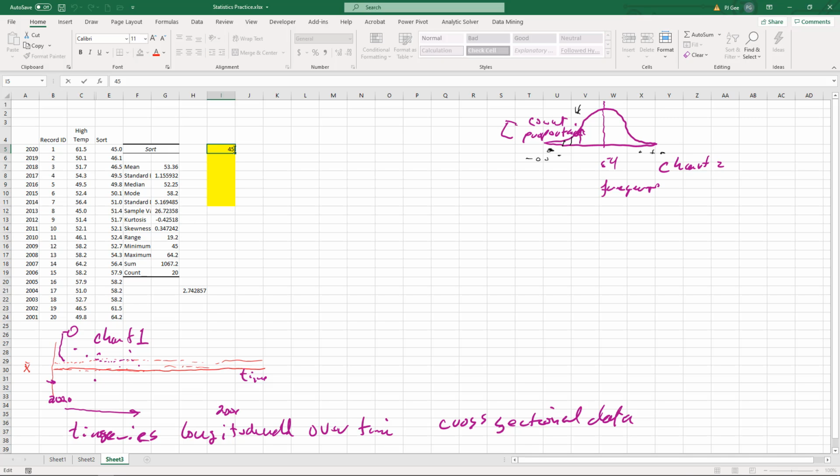So we'll make the bin ranges 45 to 47.9, and then we'll have 48 to 50.9. And then we'll have 51 through 53.9. And then we'll have 54 through 56.9. 57 through 59.9.